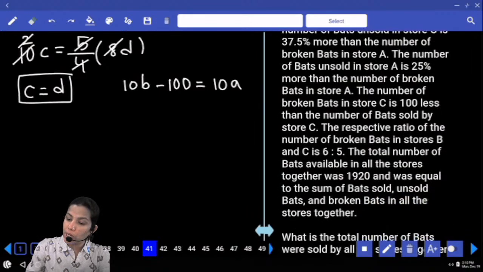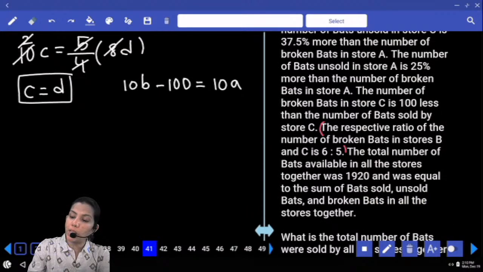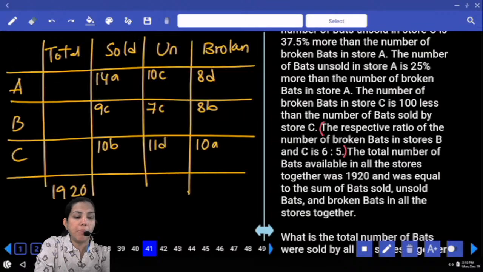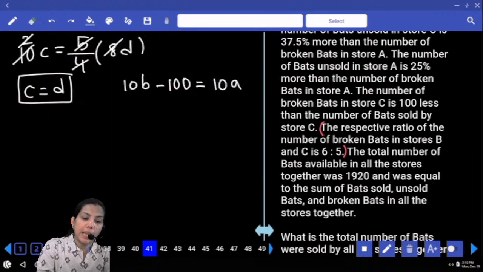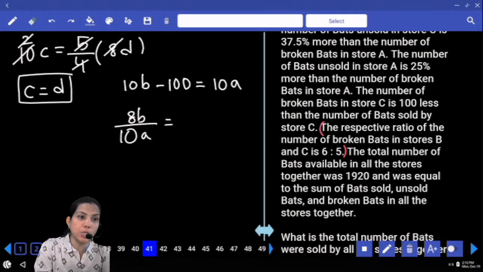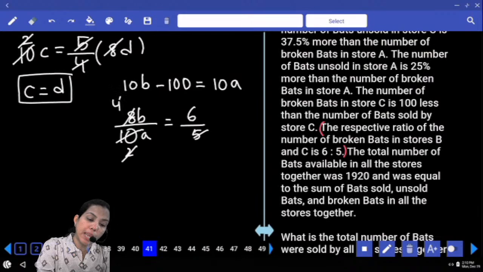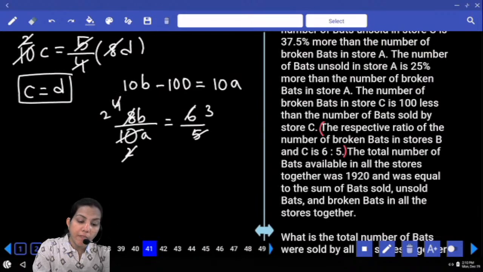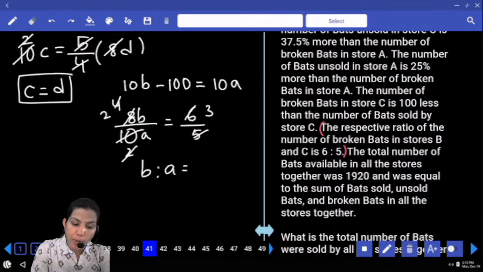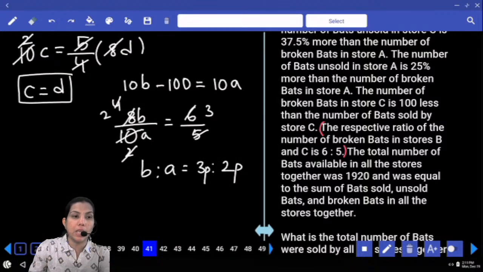And one more piece of information, the respective ratio between the number of broken bats in store B and C. What is broken B? 8B, and broken C is 10A. 8B and 10A are in the ratio 6:5. 5 exactly 2 times, 2 exactly 4 times, again 2 2 times and 2 3 times. Finally B is to A is equal to 3:2. That means B is equal to 3 parts, then A is equal to 2 parts.